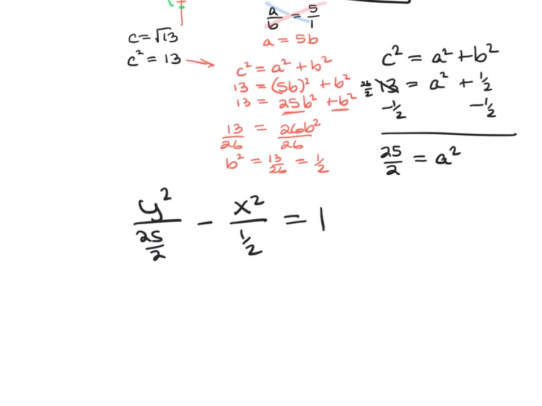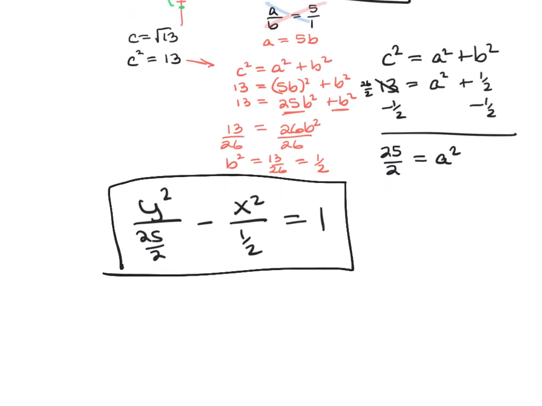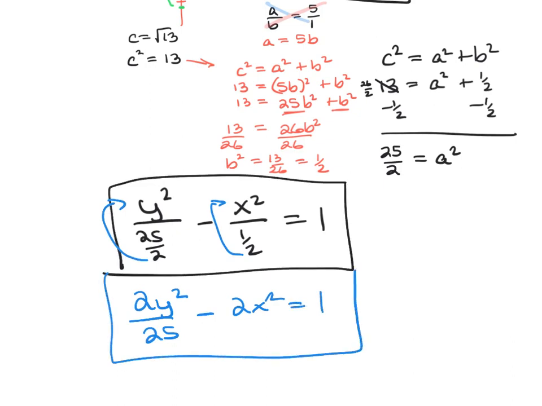Now again, remember, be aware that this could be an answer on a standardized test, or even on the test that we're taking. Now, however, if they tell you do not leave a fraction in a fraction, we're going to take these denominators, these 2's, and move them to the top. So this becomes 2y squared over 25 minus 2x squared equals 1. And this would be the other acceptable answer.